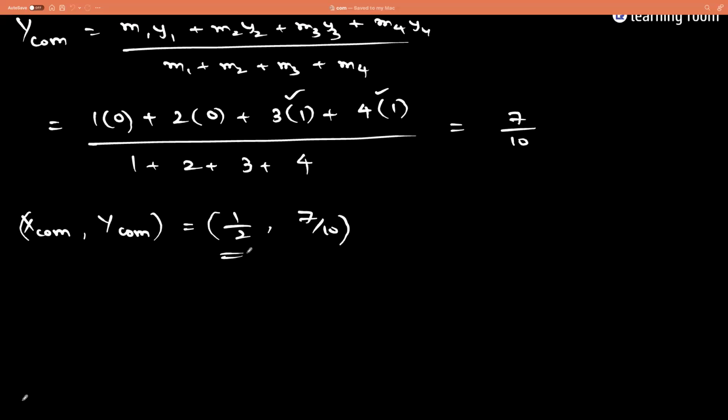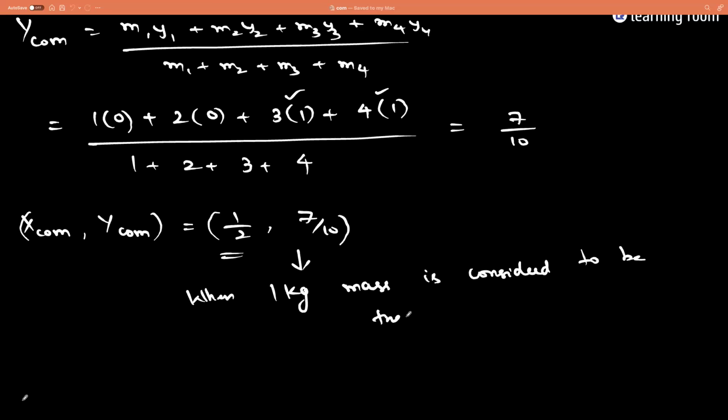Okay. But this half, comma, 7 by 10, when you are reporting this answer, you need to be very cautious with one thing. So 1 by 2, comma, 7 by 10, is valid when the 1 kilogram mass is considered to be the origin. Okay. So is it clear till this step?